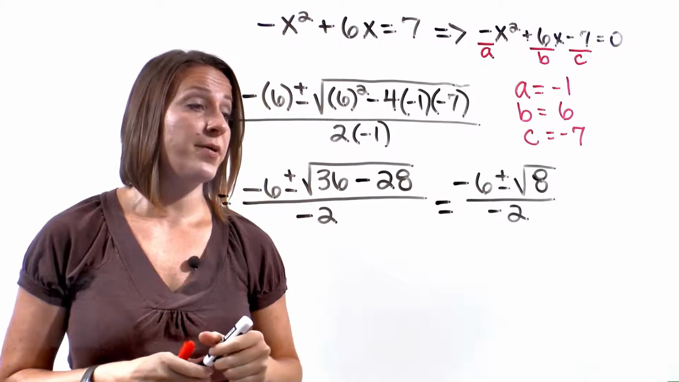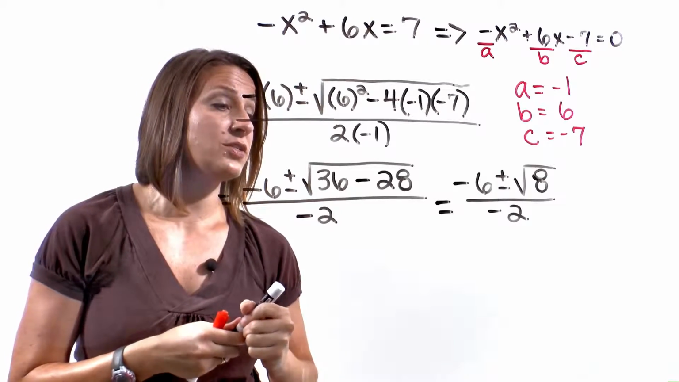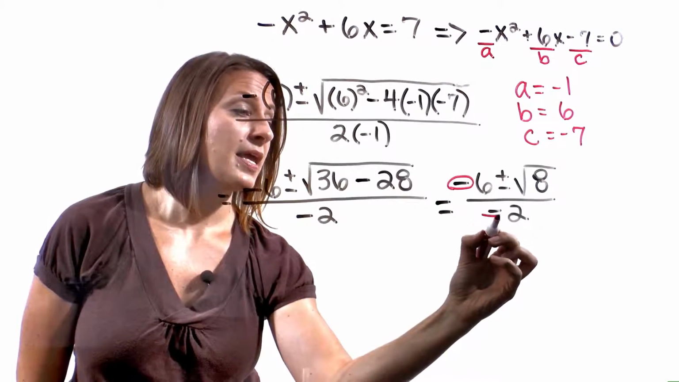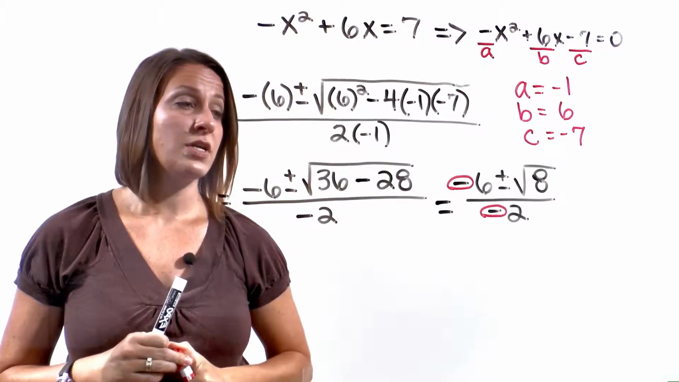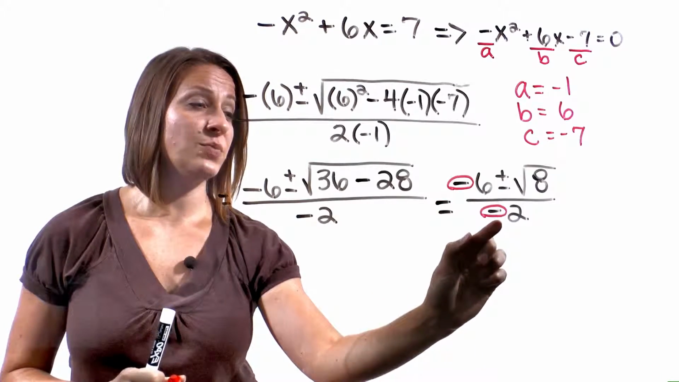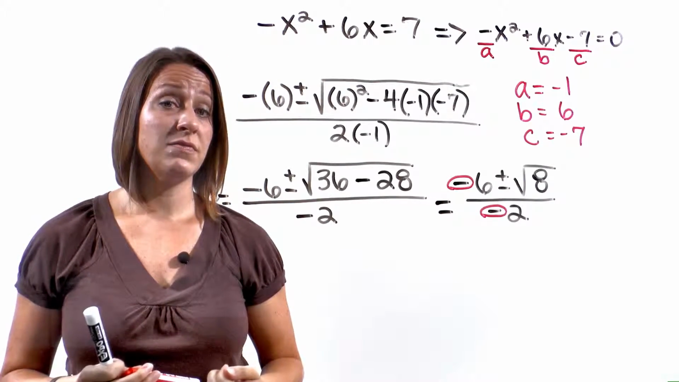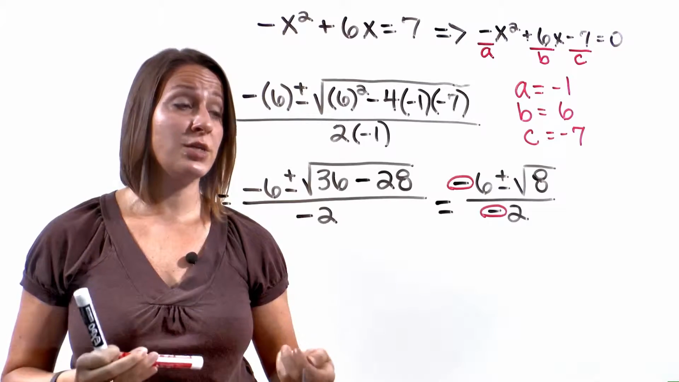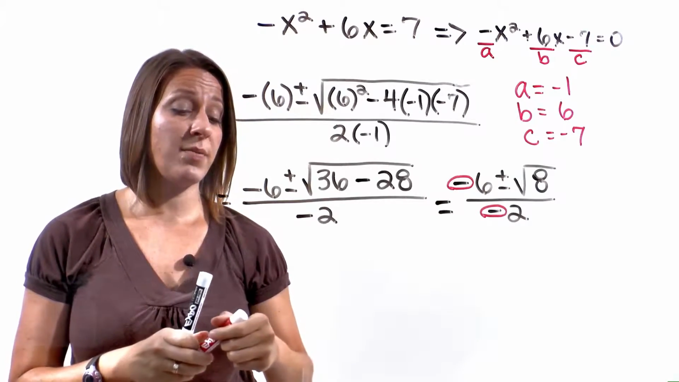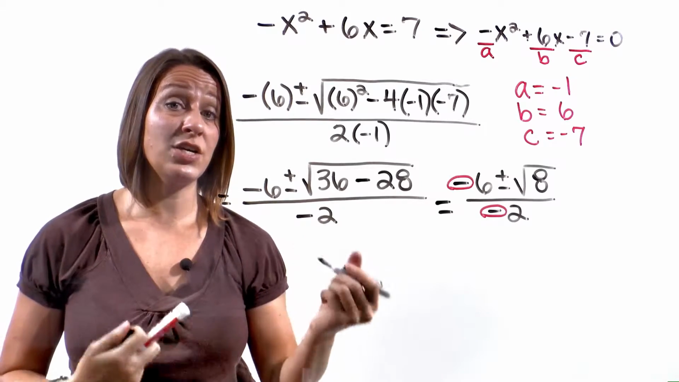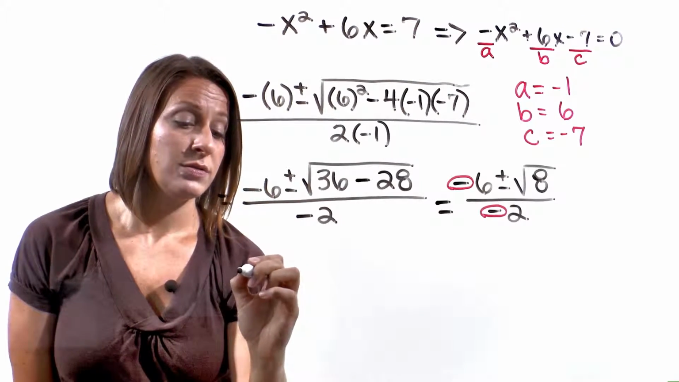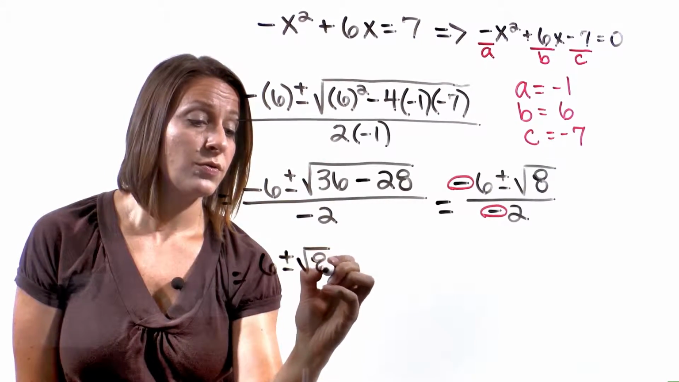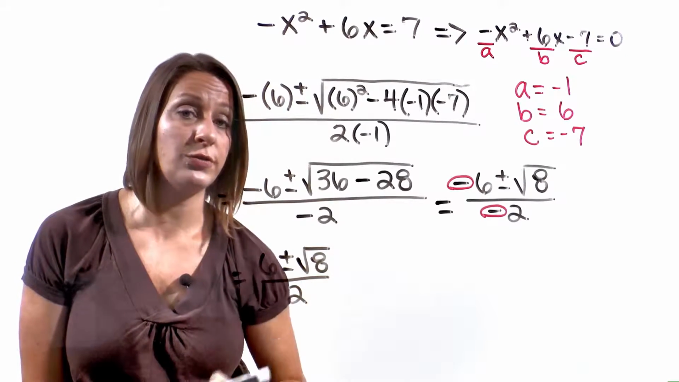So a few things I want to point out. The first thing is I want you to notice that there's 2 negative signs. This negative 6 and a negative 2. When you divide a negative number by another negative number, your answer is a positive. So we can continue with this problem, and we can go ahead and take those two negatives away. So down on this next line, I'll have 6 plus or minus radical 8 over 2.